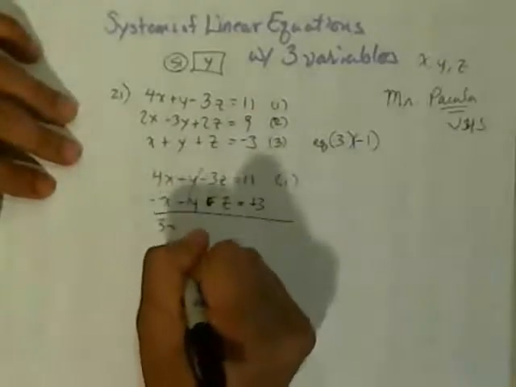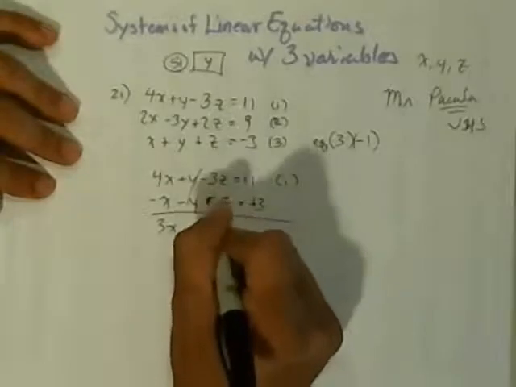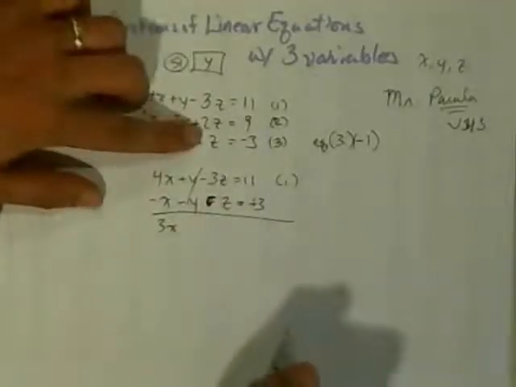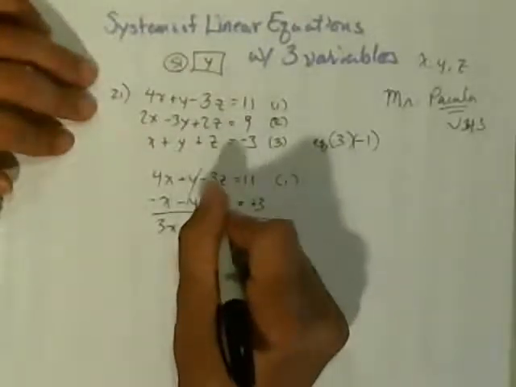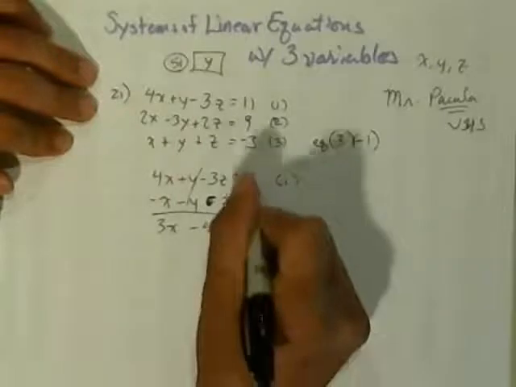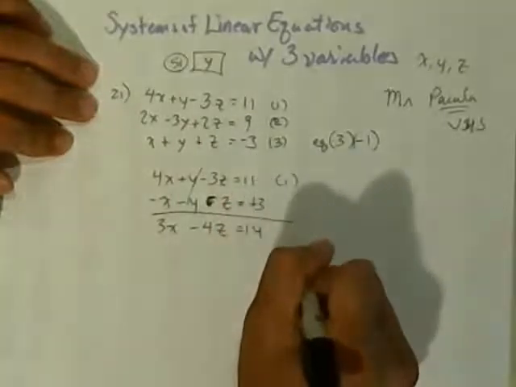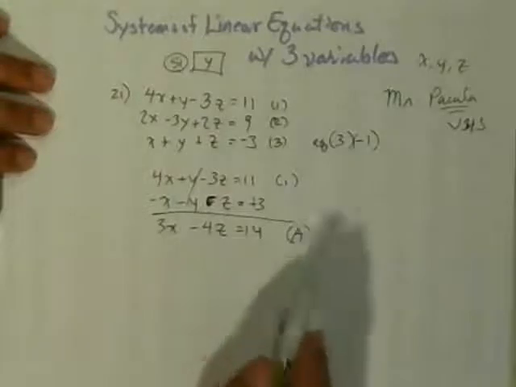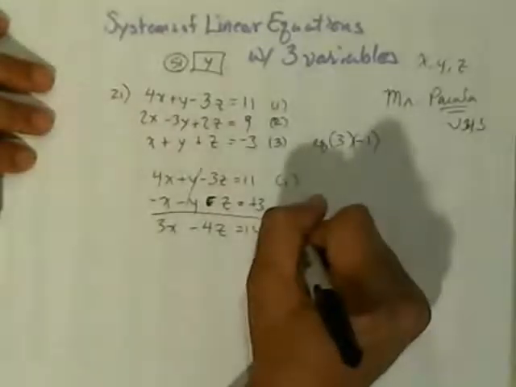So you have 3x, and then, is this a minus right here? Yes, it is. So negative 3z minus z is minus 4z. When I add them up, that becomes 14. I'm going to call this equation A. We used equation 1 and equation 3.